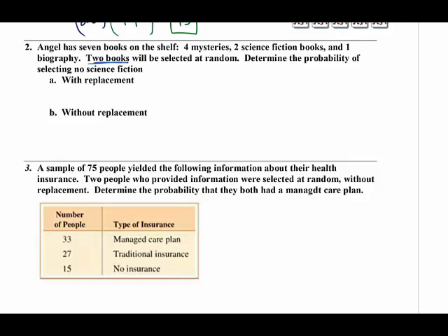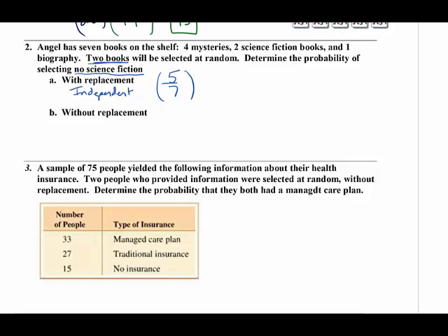So with replacement, I look at the first pick, which I want to not be a science fiction, put it back. So this is independent because it will not affect my second pick. So the probability that the first one is not science fiction: I have 7 total books. 2 of them are science fiction, which means there are 5 that are not. So the 4 plus the 1. So the probability that the first one is not science fiction is 5/7.